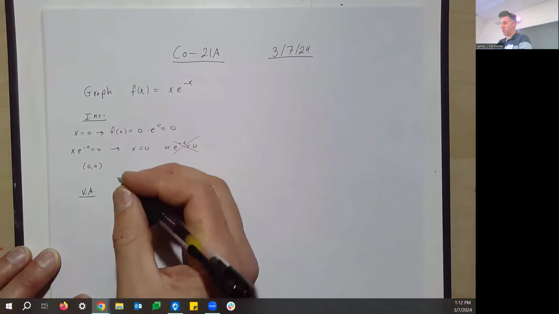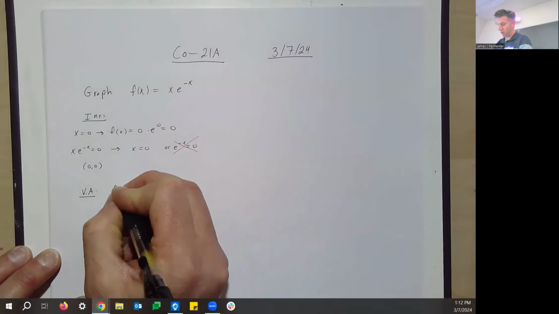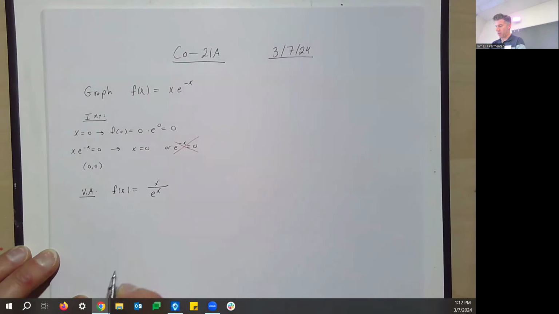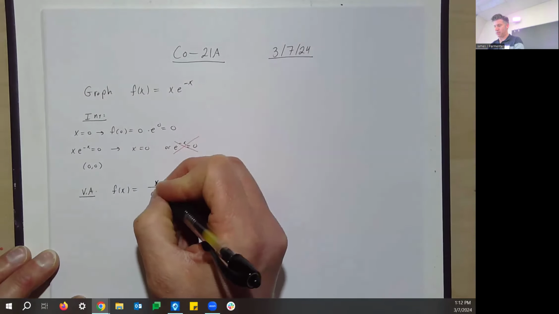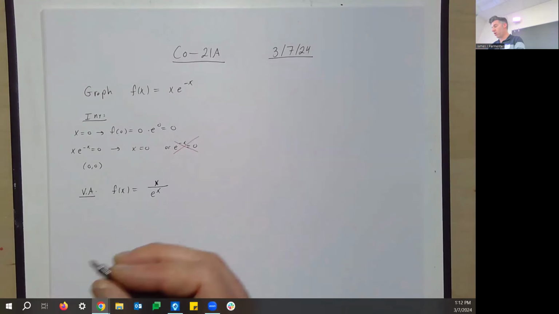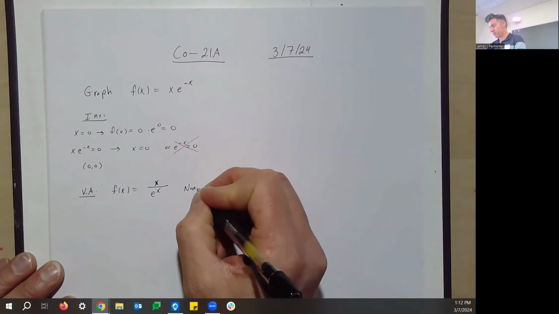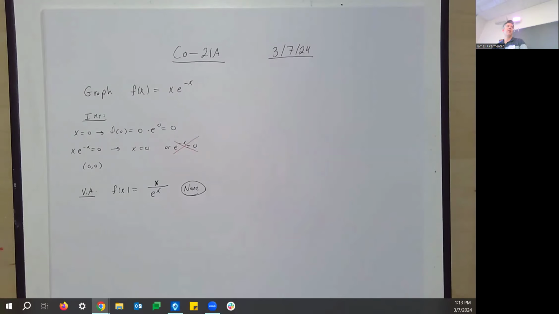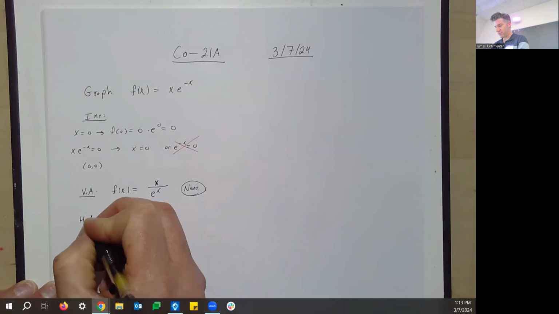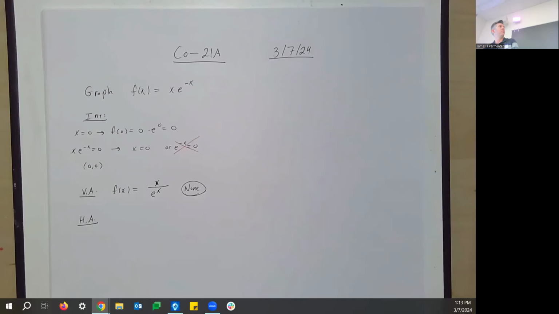So I would note here that technically you could write your function as x over e to the x. And there might be a concern about dividing by 0. But there isn't, because again, just like I said before, e to the x is always positive, so this denominator will never be 0. So no vertical asymptotes. The horizontal asymptotes, on the other hand, are where things get interesting.